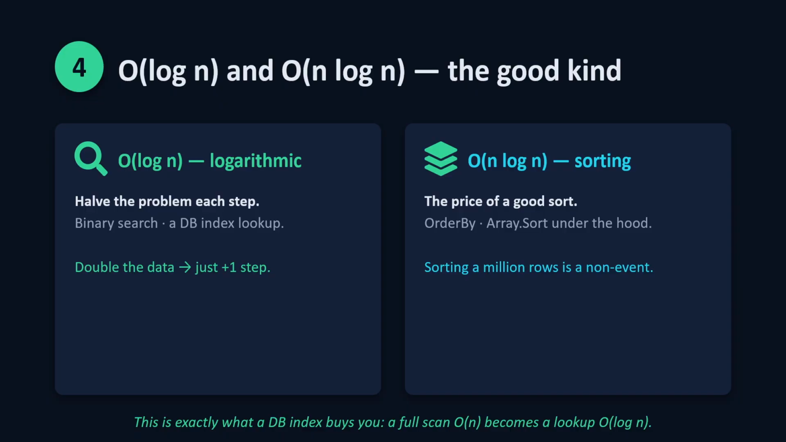Segment 4. The good kind of scaling. The reason your database isn't dying right now. O of log n. Logarithmic. Each step throws away half the remaining work. Binary search in a sorted array, or an index lookup in your database. The beautiful part: double your data and you add just one extra step. Go from 1,000 rows to a billion and you are adding maybe 20 steps total.